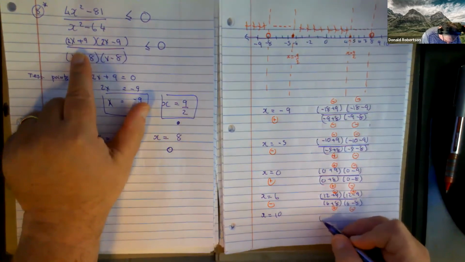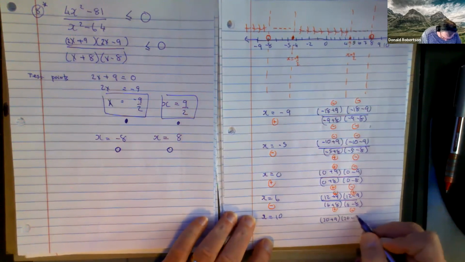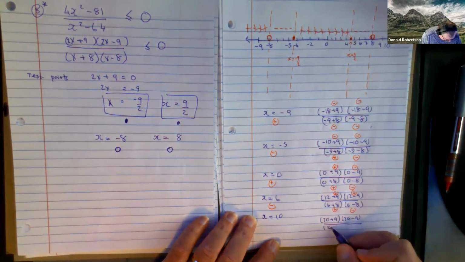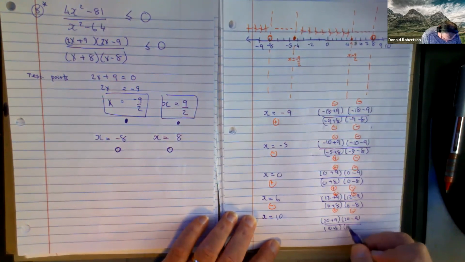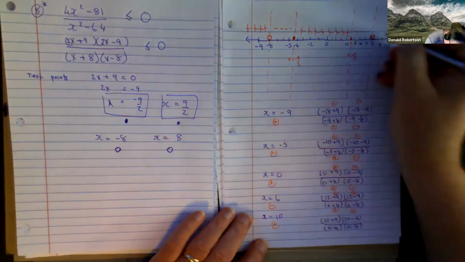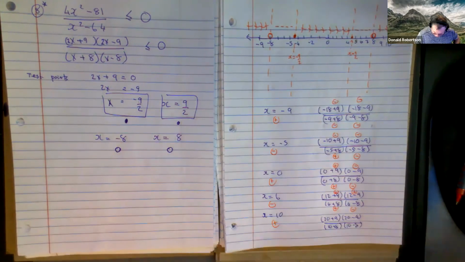So let's check it. 20 add 9, 20 take away 9, 10 add 8, 10 take away 8. Yeah, everybody's positive. It was positive. And that's fine. The fact I had to do a bit more work just to be sure, it's worth it.